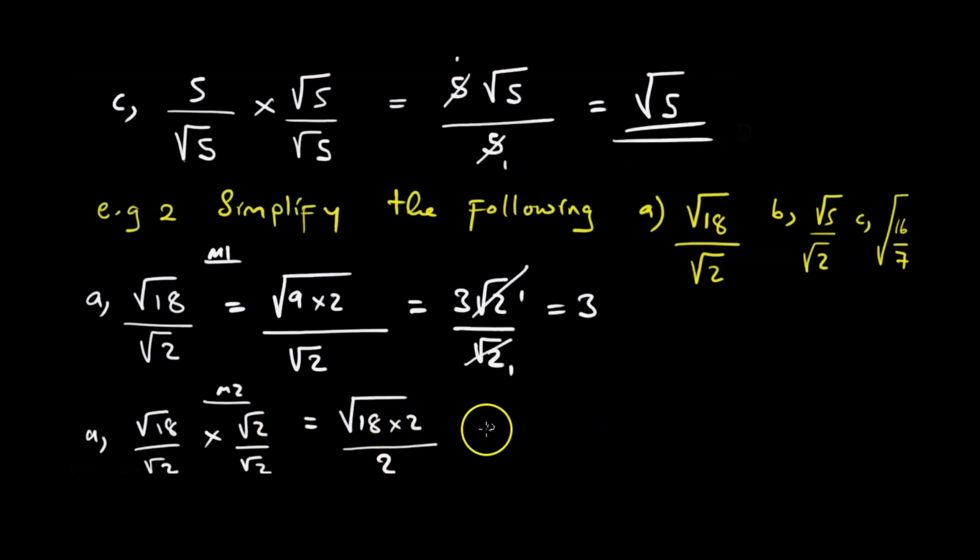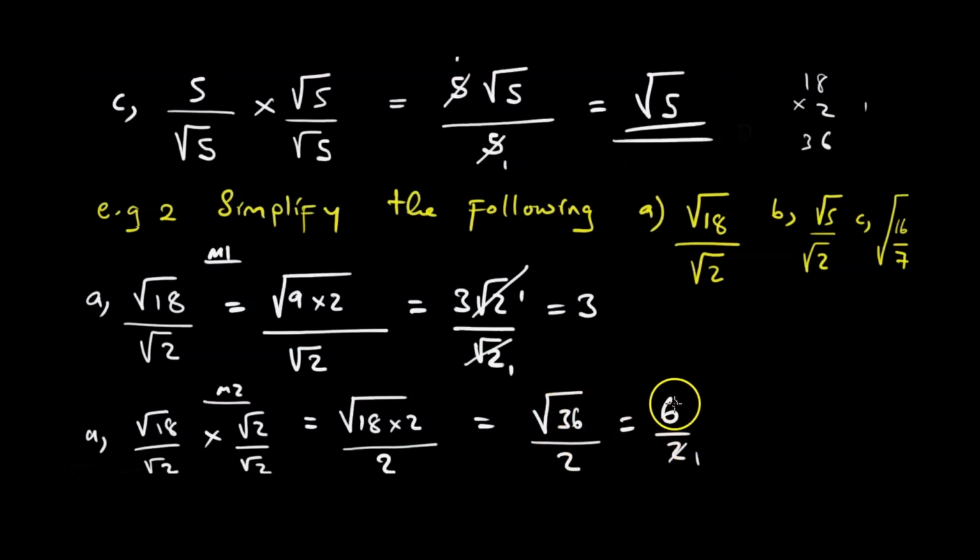What is 18 times 2? 2 times 8 is 16, carry 1. Then 2 times 1 is 2 plus 1 is 3. So here we have the square root of 36 over 2. What is the square root of 36? It's 6, so it's 6 over 2, of which 2 into 2 is 1, into 6 is 3. So we have 3 as our final answer.